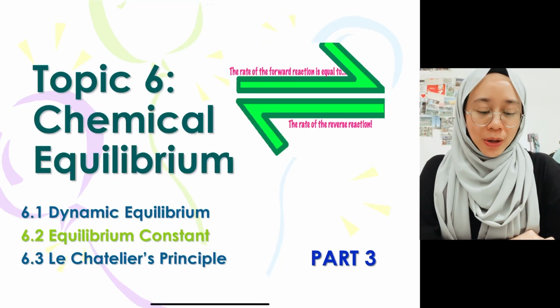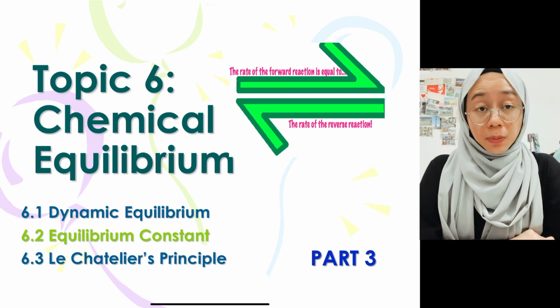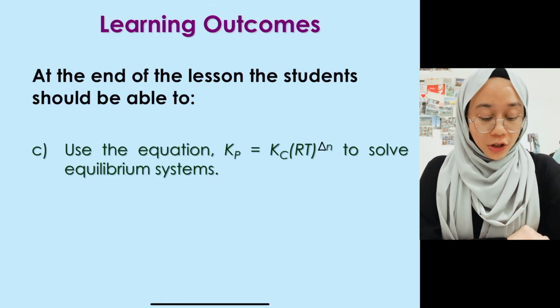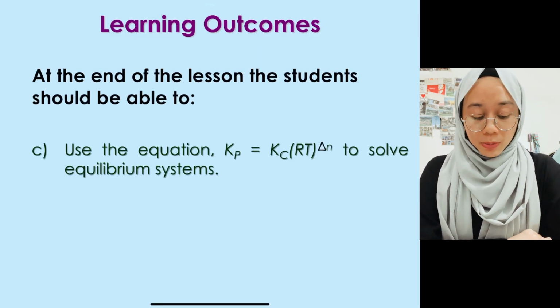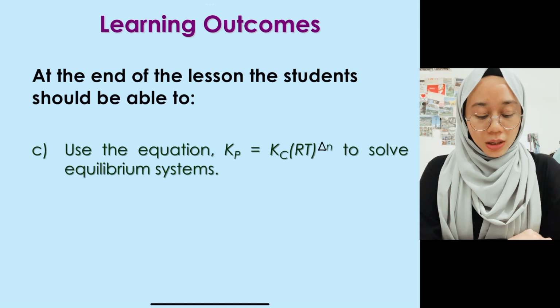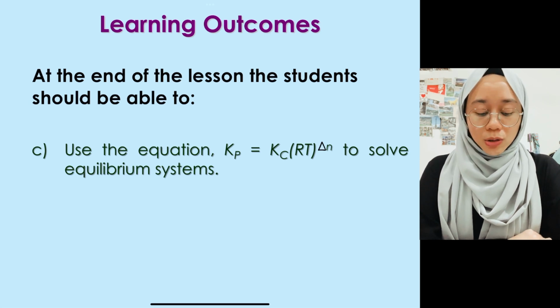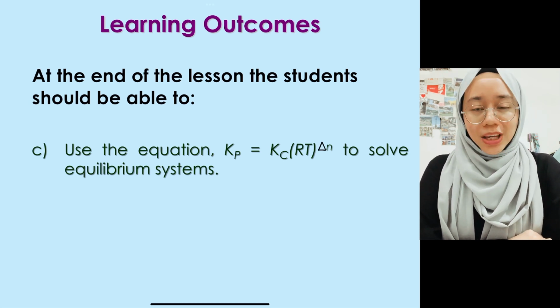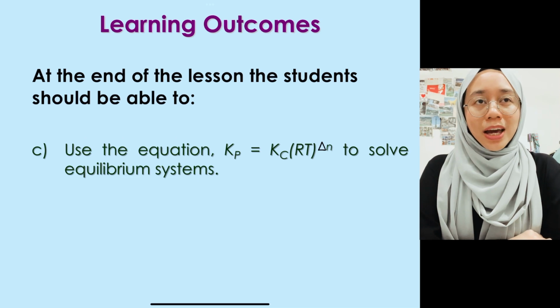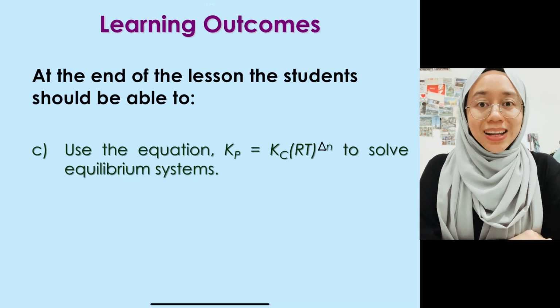So today we will go into the next part of 6.2. For this video, we will cover this learning outcome only. We will use the equation Kp equals Kc (RT) to the power of delta n to solve equilibrium systems. Now we will be looking at the relationship between Kp and Kc.